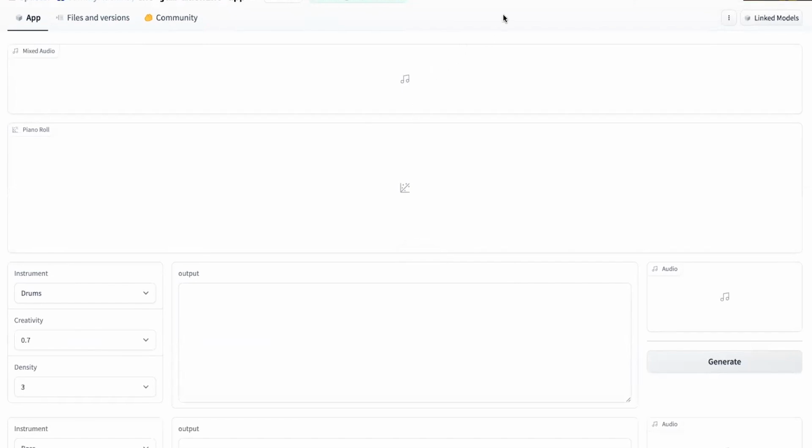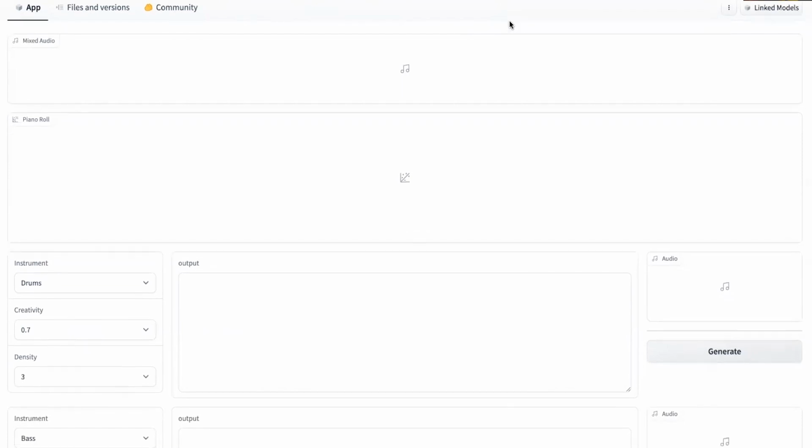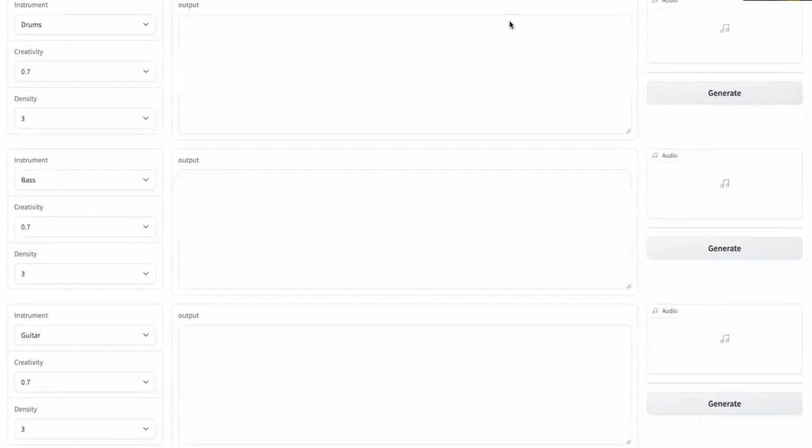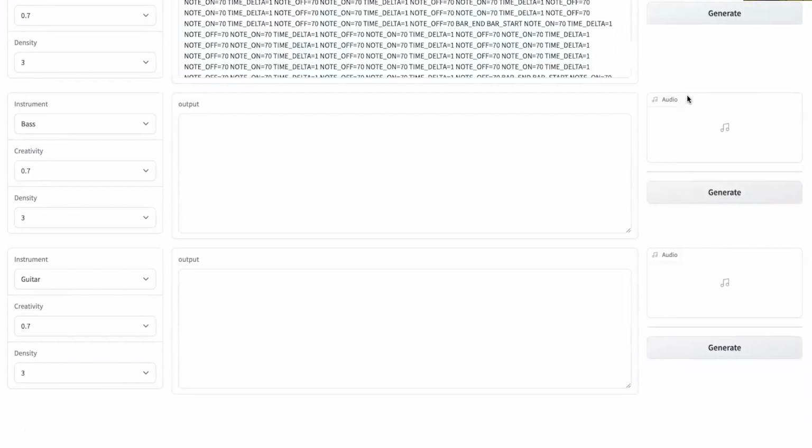And the way it works is pretty simple. So here, for now, it's empty. You don't see anything because we haven't generated anything yet. We have different instruments. Here we have 3 lines, and we can select the instruments and generate each instrument. So we're going to start by generating the first one, which is, I don't know if you can see here, a drum. And there are different features we can set, like the creativity and the density. Creativity is how creative it is going to be, how crazy the music can be. And the density is how many notes you want.